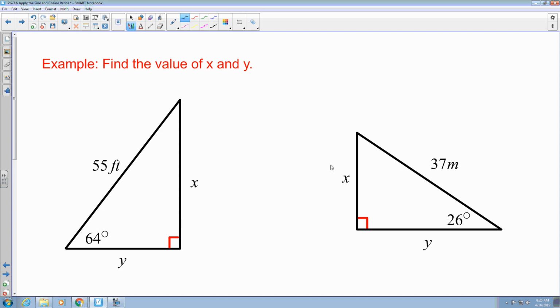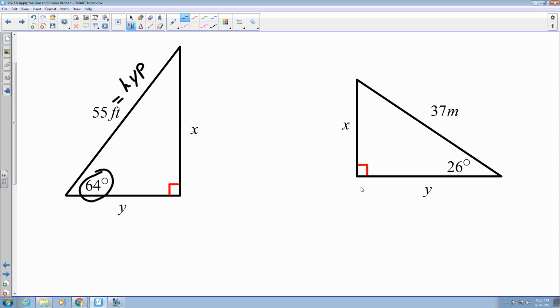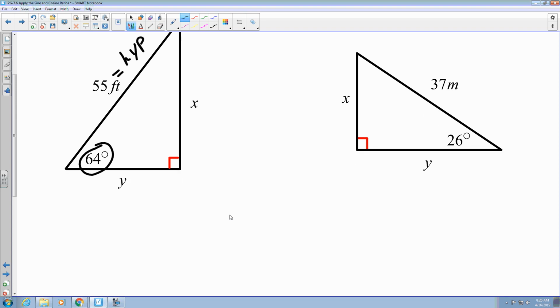In these situations, they want us to find both x and y. Looking at the first triangle to our left, we are given an angle measure of 64 degrees. We know it's a 90-degree angle, so it's a right triangle, and they give us the hypotenuse, which is 55 feet. It doesn't matter which one you choose first. Let's look at x first. x is the opposite of our 64-degree angle, and we're given the hypotenuse. So to solve for x, we use the sine of 64 degrees, which equals opposite, x, over hypotenuse, 55 feet.